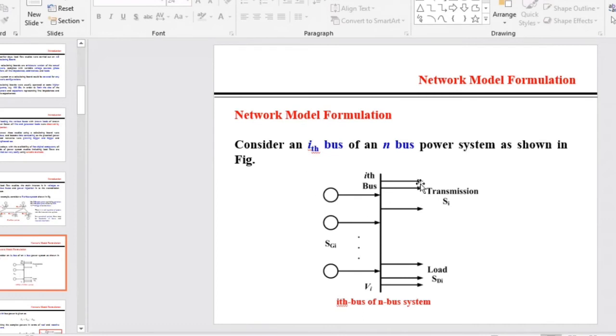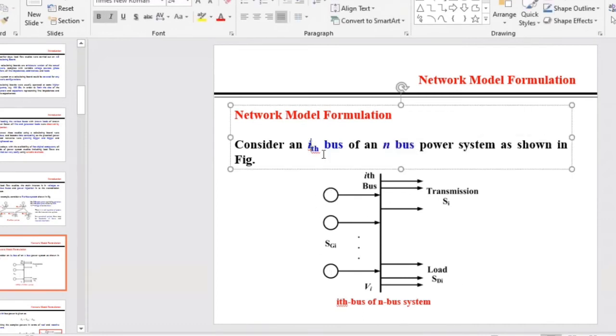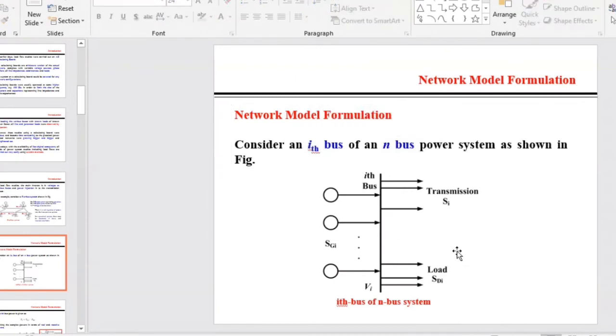So we consider that we have taken one bus of that n bus system, and we label that bus as the ith bus, and i will vary from 1 to n. It's not from 0 to n, because we will have bus number 1, bus number 2, bus number 3, bus number 4, until we reach bus number n. So that's how we represent the simple form of the ith bus of an n bus system.